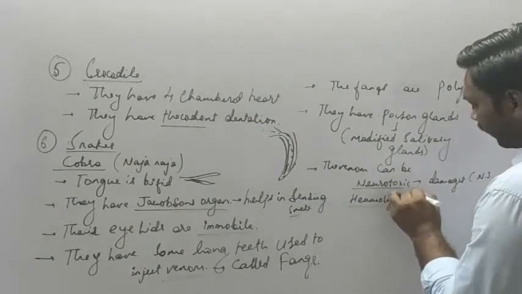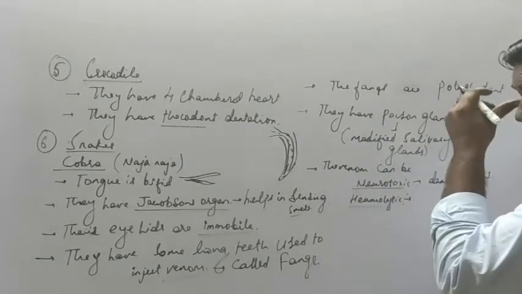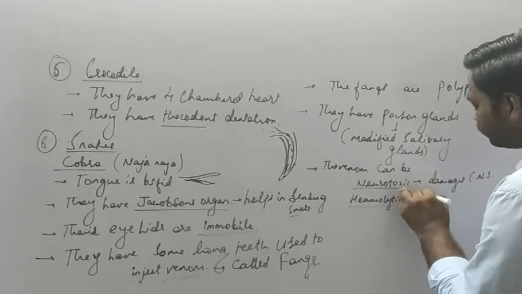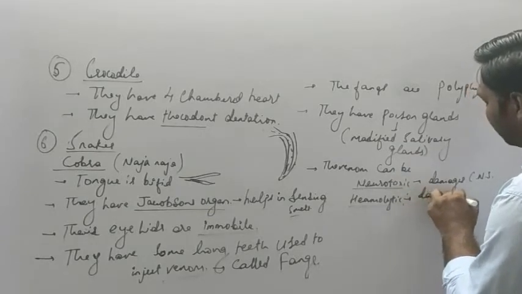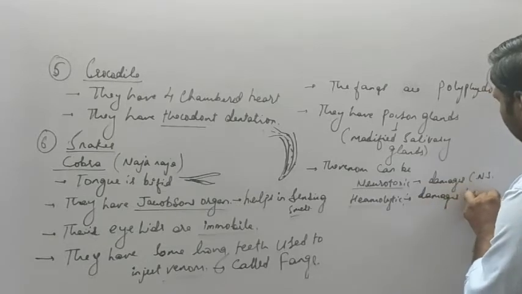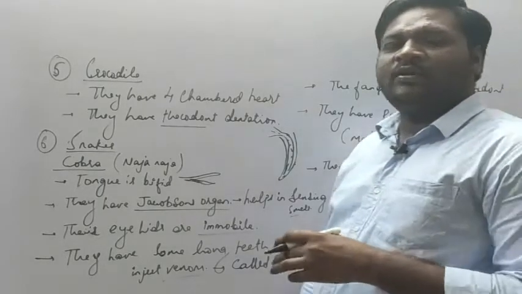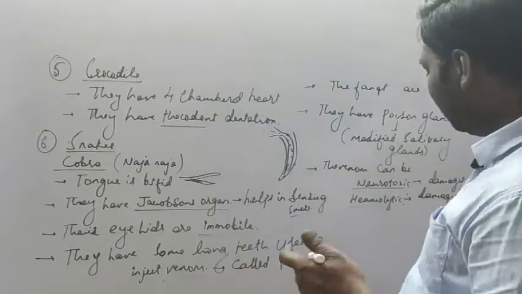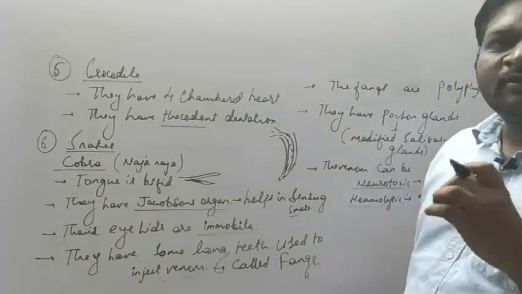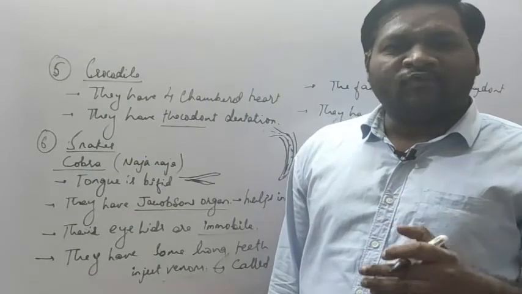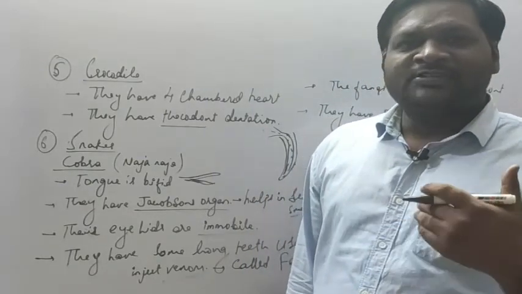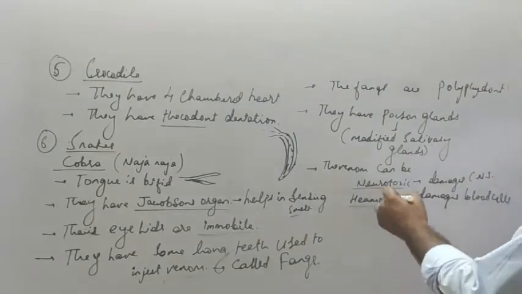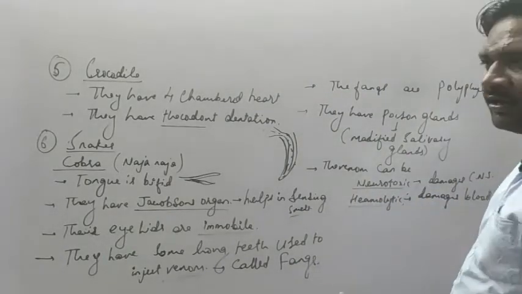Okay, now another is the hemolytic. That means there will be a breakdown in the blood cells, so it damages blood cells. So generally what happens in a hemolytic case, when the snake bites humans or any kind of animal, if the poison is hemolytic, then it will form clots, and when these clots are formed, there will be stoppage in the transportation of the gases, as well as transportation of the essential elements within the body. So it may lead to cardiac arrest or stroke.